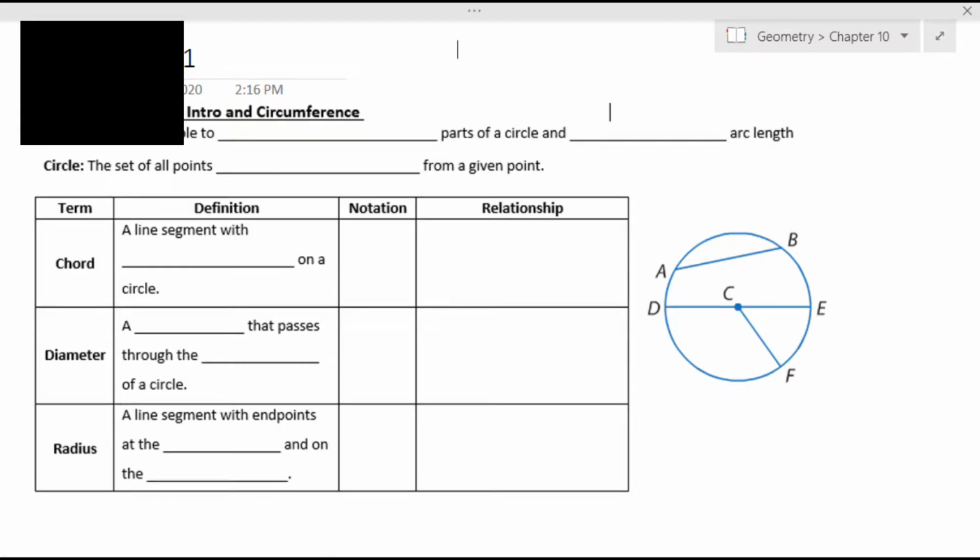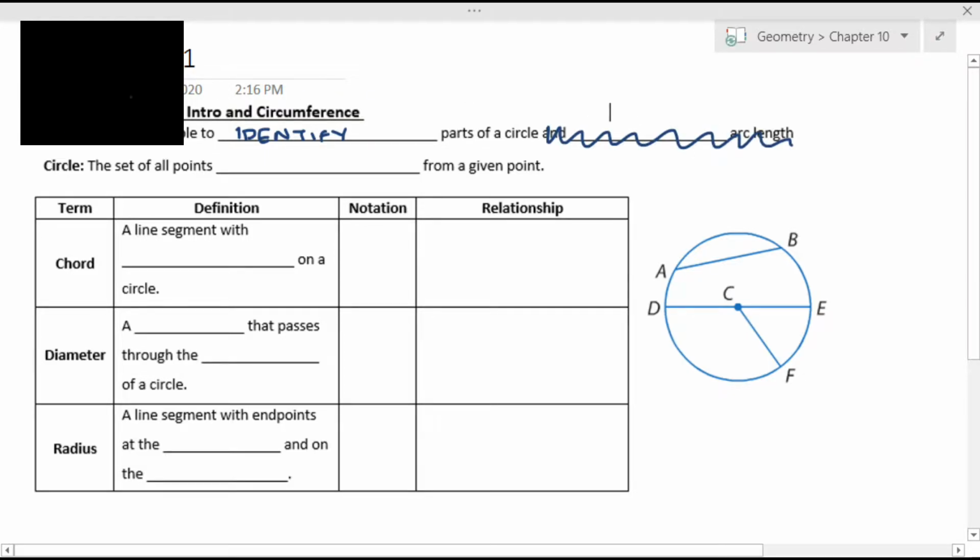We're going to learn some new vocab about circles. We're starting a new chapter. We'll test on chapters 9 and 10 once we go back to school, but for now, let's just keep going. So, 10.1, I will be able to identify parts of a circle, and we're not going to do this part.